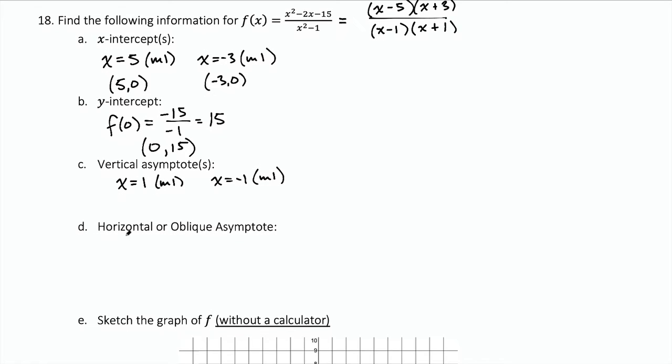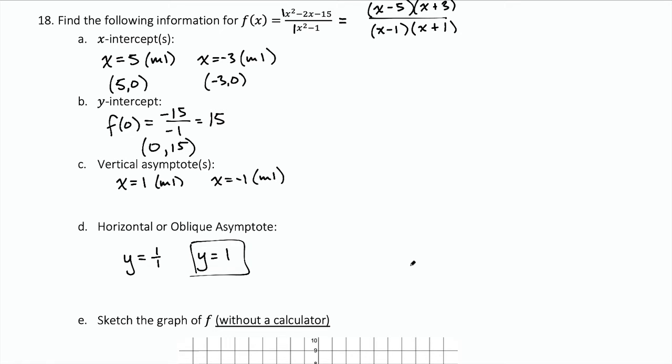For our horizontal or oblique asymptotes, we look at the degrees of the numerator and denominator. And here the degree of the numerator and denominator is the same, which means that our horizontal asymptote is y equals the quotient of the leading coefficients, both of which here are 1. So y equals 1 over 1, which of course is just 1.